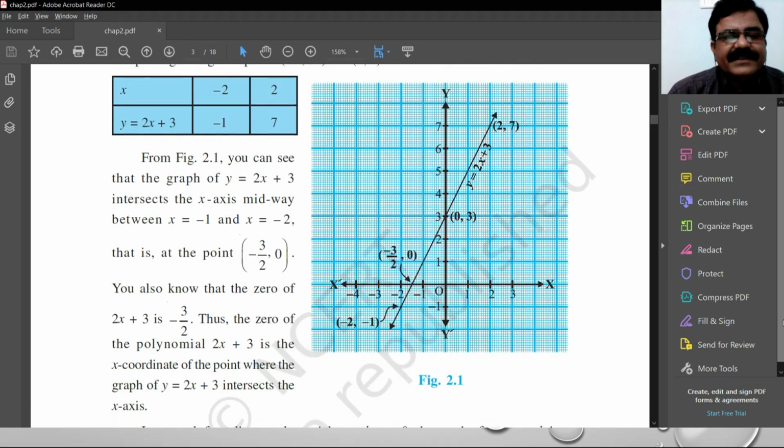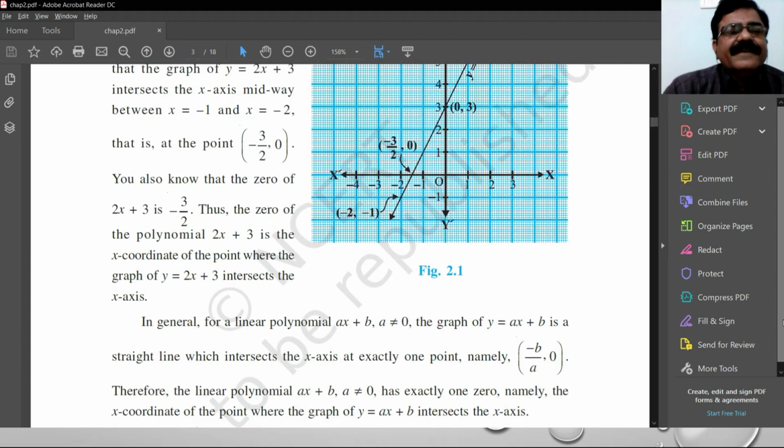You are seeing that this satisfies the values giving y as 0. So the zero of the polynomial 2x + 3 is the x-coordinate of the point where the graph of y = 2x + 3 intersects the x-axis.